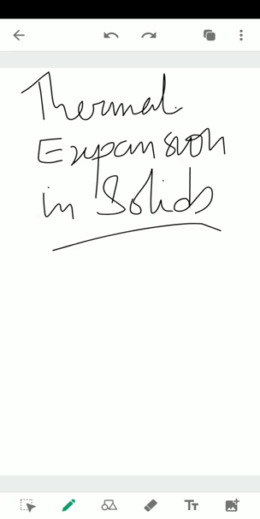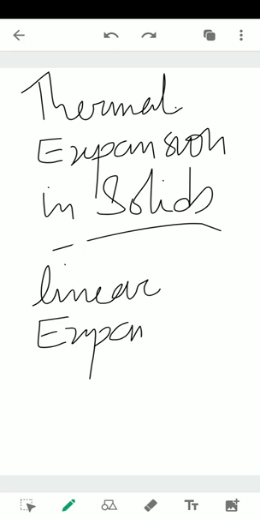So a solid has a definite shape, right? So when solid is heated, it tries to expand in all directions. So if a solid length increases on heating, this kind of expansion is known as linear expansion. So formal definition would be something like this, you can note it down. The increase in length of a solid due to heat is called as linear expansion.